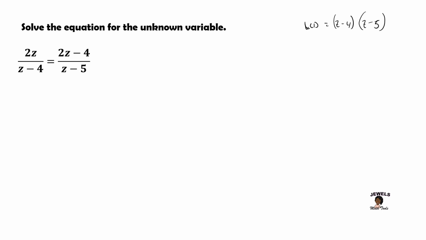So we're going to be changing our fractions into their equivalent form, where z minus 4 and z minus 5 is their LCD. So let's begin by converting our first fraction into its equivalent form, where we have these two expressions in our denominator.